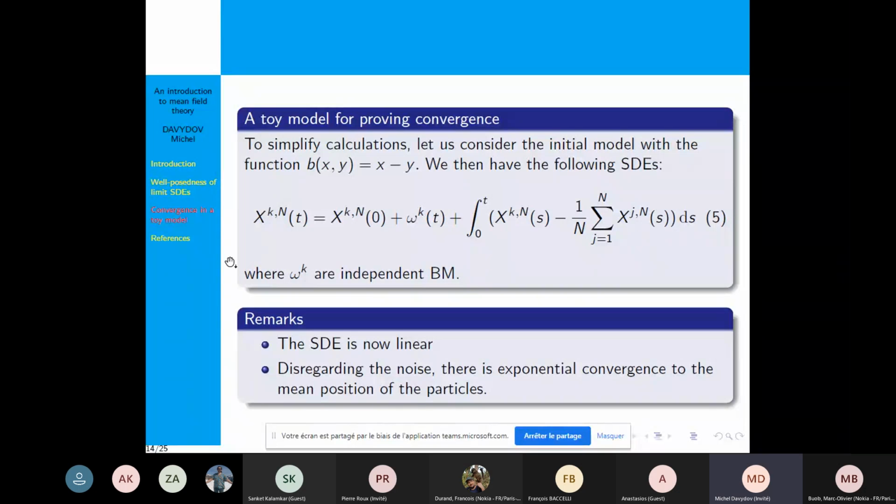Since the equation here is linear, it's very easy, and that's why we call it a toy model. The idea is that with this simplified model, we can do calculations that you can also do with a general function b, but those calculations will be much more complex. That's why we restrain ourselves to this toy model, on which you can follow what is happening more easily. So basically here you have exponential convergence to the mean position of the particles plus some noise.